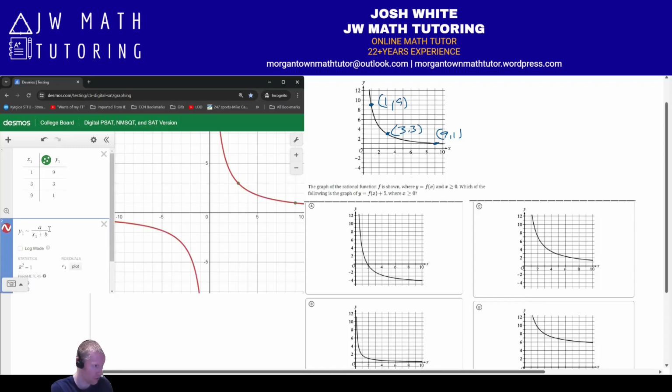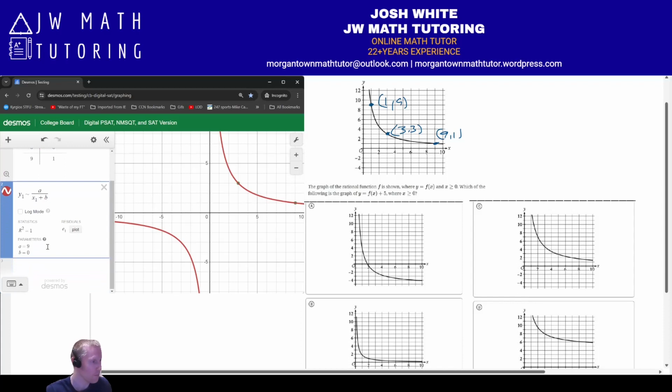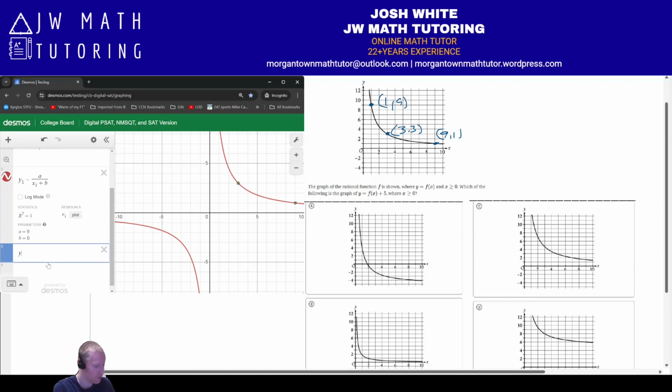So the basic form is just going to look like this: some number on the top over an x, and it could be plus or minus a number. So the a and b values are the two values I'm looking for. So this gives me an a value of 9, so there's a 9 on top, and b is just 0. So this function that's graphed here on the screen is just really 9 over x. All right, so now I'll just go ahead and graph that.